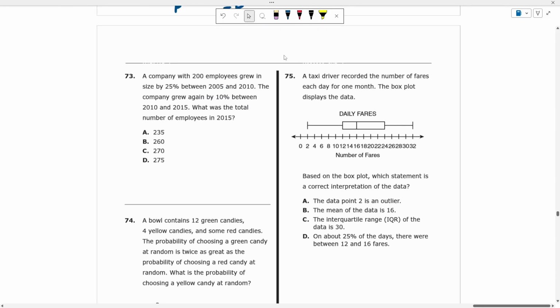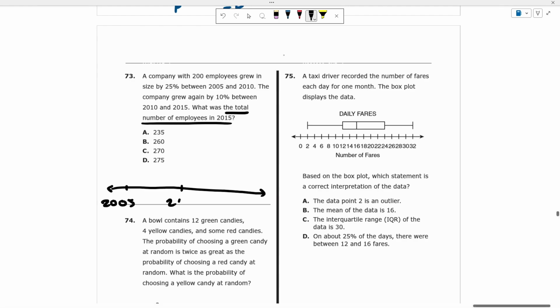So moving on to number 73, it says that a company with 200 employees grew in size by 25% between 2005 and 2010. The company grew again by 10% between 2010 and 2015. They're asking, what is the total number of employees in 2015? So let's just draw a timeline to see what happened here. We start off at 2005, and then we go to 2010, and then we end up in 2015.